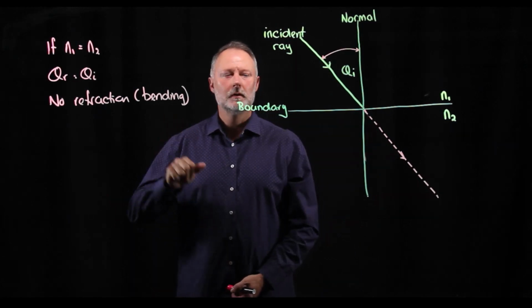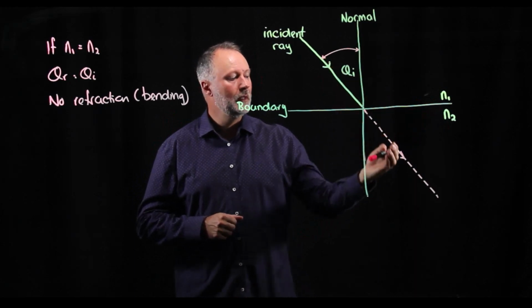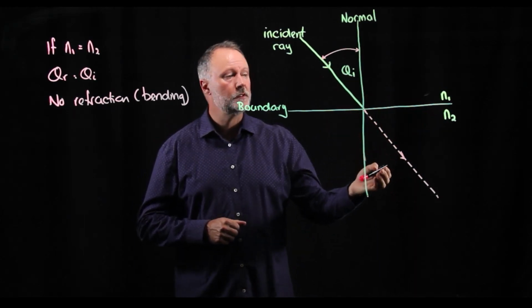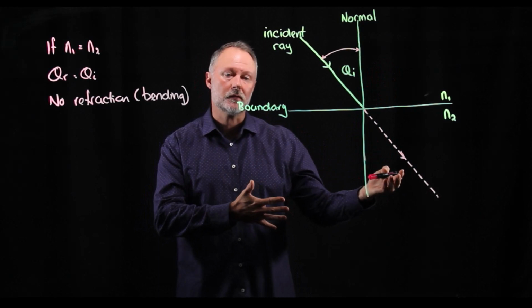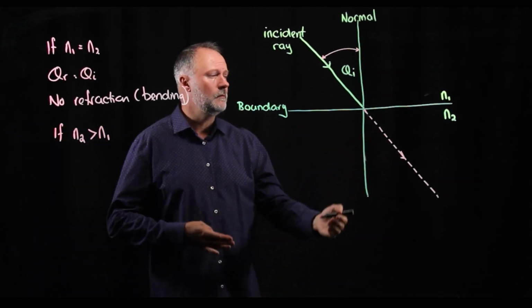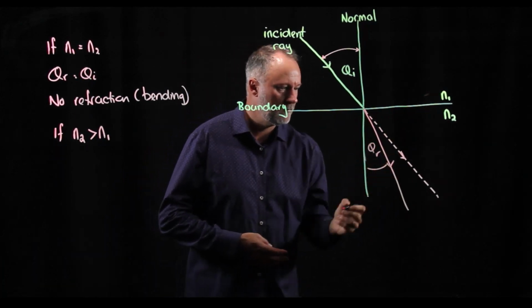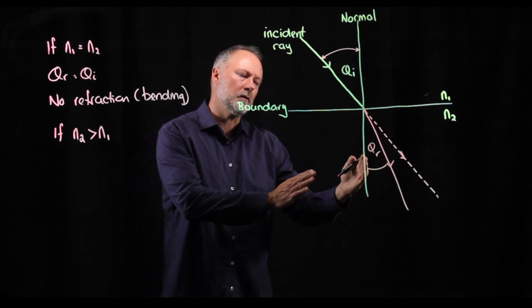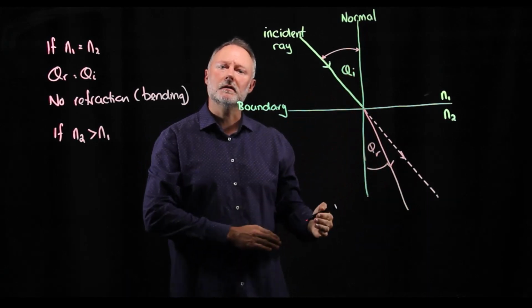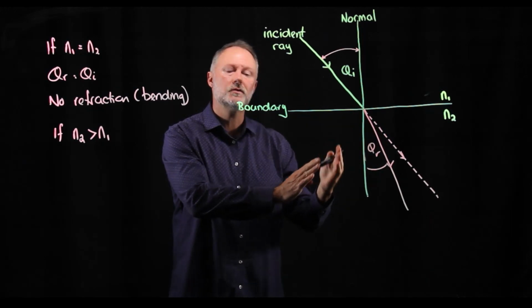Scenario number 2. If N2 is greater than N1, we're going from one material into a more optically dense material. This might be air into glass, for example. So let's look at what happens in terms of our diagram. If N2 is greater than N1, we find the angle of refraction is less than the angle of incidence. And also, we see that it bends or refracts towards the normal.